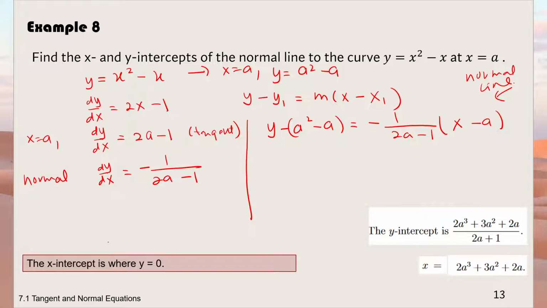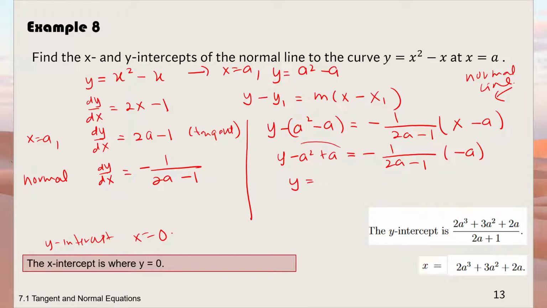So now, the y intercept is when x equals 0. So when x equals 0, I have y minus a squared plus a equals negative 1 over (2a minus 1) times negative a. So finally, for my y, we shift this one to the other side.